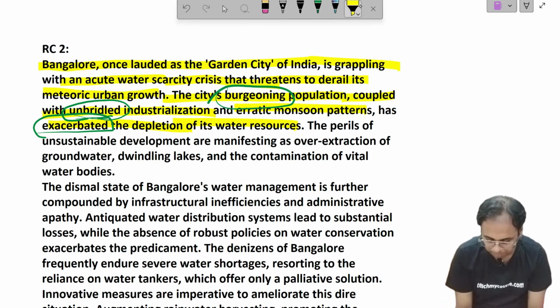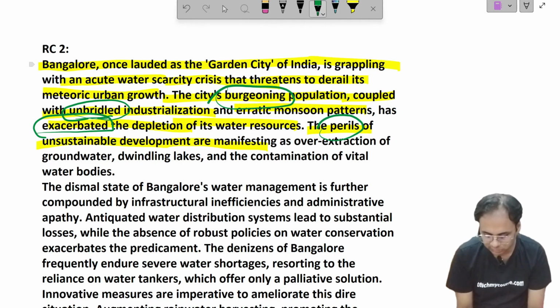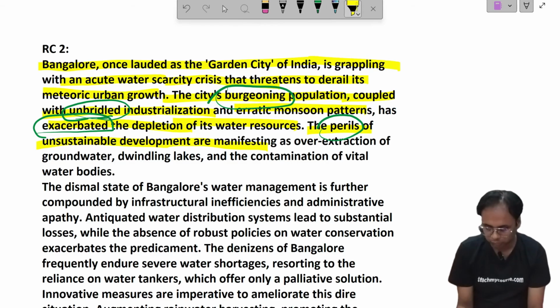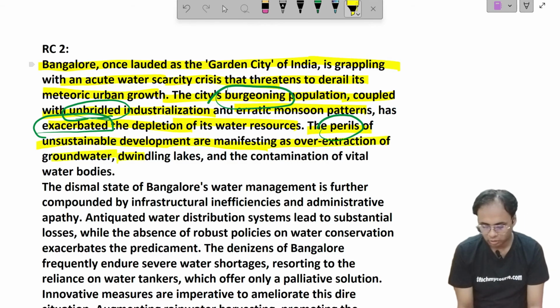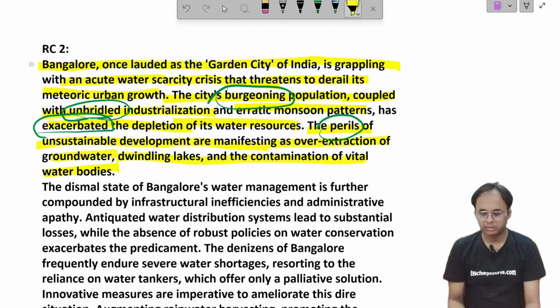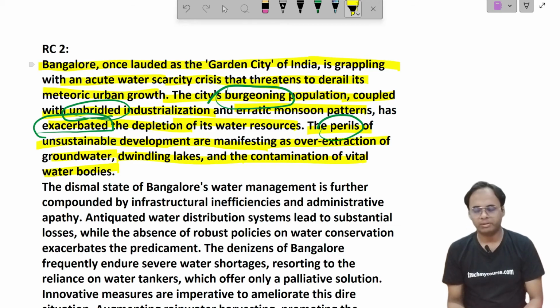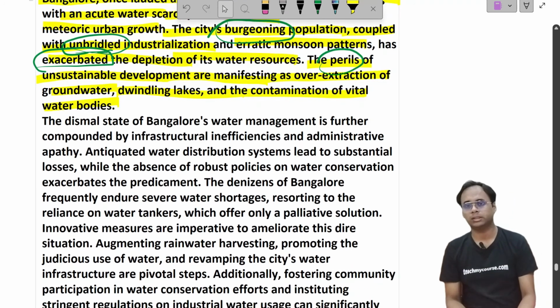Now, the perils of unsustainable development are manifesting. Perils means potential dangers, which are being expressed now as over-extraction of groundwater, dwindling lakes, and contamination of vital water bodies. So basically, there's a huge water scarcity problem in Bangalore, and the dangers are expressing themselves. The lakes are shrinking, that is dwindling, and vital water bodies are getting contaminated. So the water scarcity problem in Bangalore is extremely serious right now.